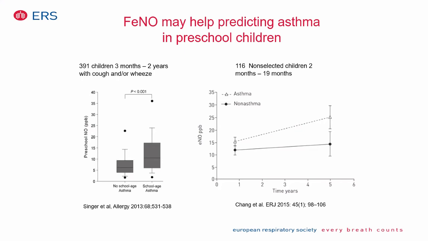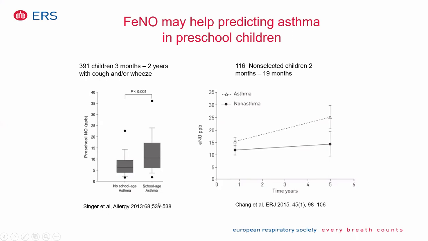An application that is not so often used in clinical practice, but we, for instance, do this routinely in preschool children that have recurrent episodes of wheeze. The question of the parents will often be, well, does my child have asthma already? Will the child develop asthma? Then maybe the measurement of FeNO can help predict asthma in these children.